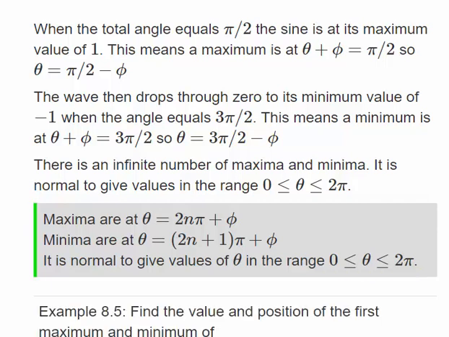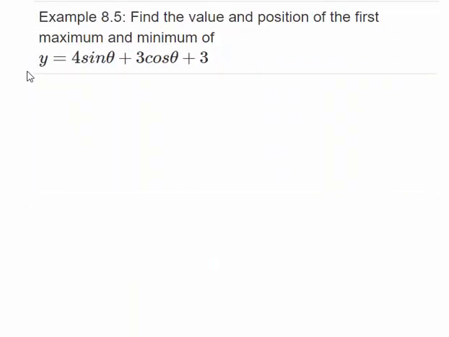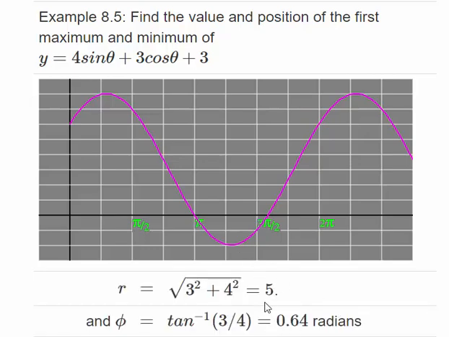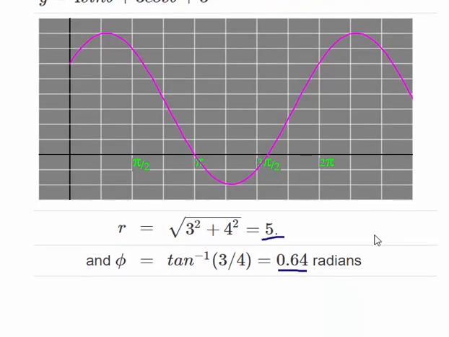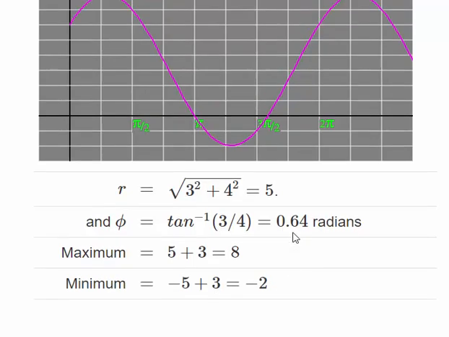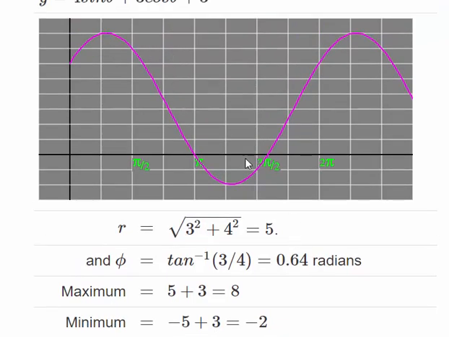As an example, let's find the magnitude and position of the maximum and minimum of y equals 4 sine theta plus 3 cos theta plus 3. That's the shape of the curve, and from before we know that the amplitude is 5 and the phase angle is 0.64 radians, which means that the maximum is going to be 5 plus 3, which is equal to 8, and the minimum is going to be minus 5 plus 3, which is minus 2. So the maximum here is 8 and the minimum here is minus 2.